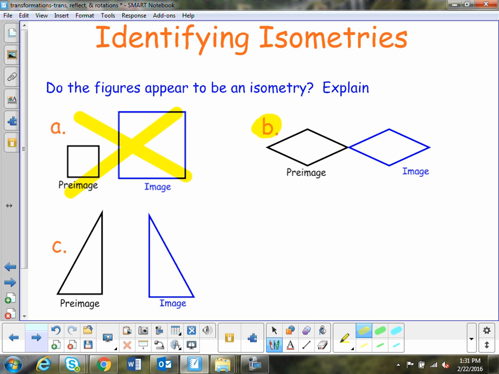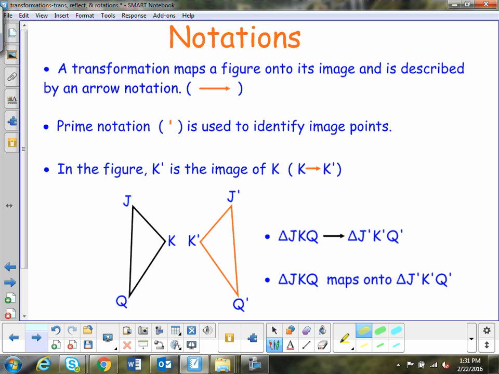Would C be an isometry? Yes. What kind of transformation would that be? Reflection. What else? Rotation? Just reflection. That's it.